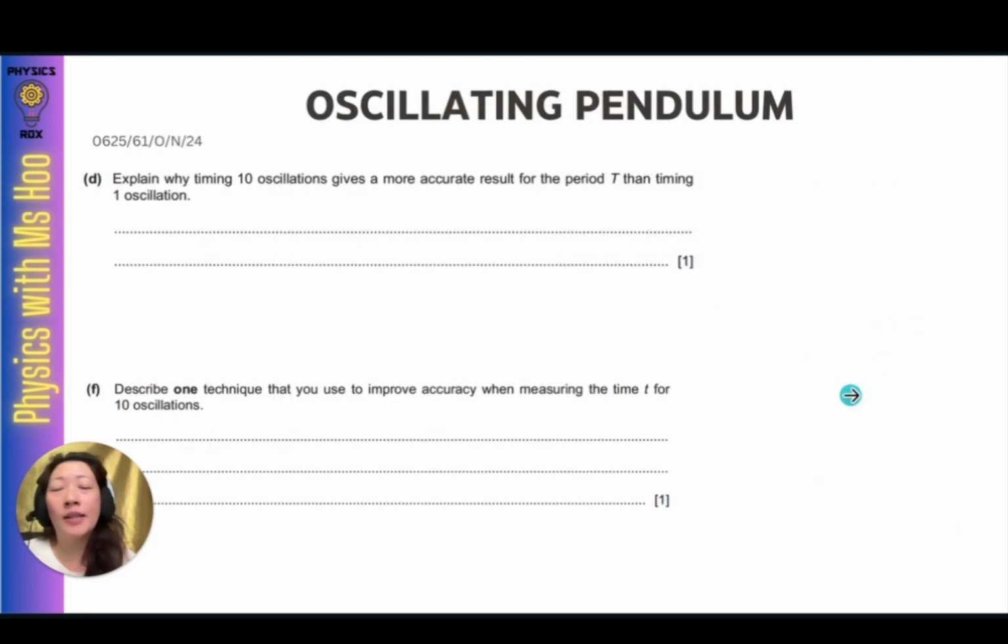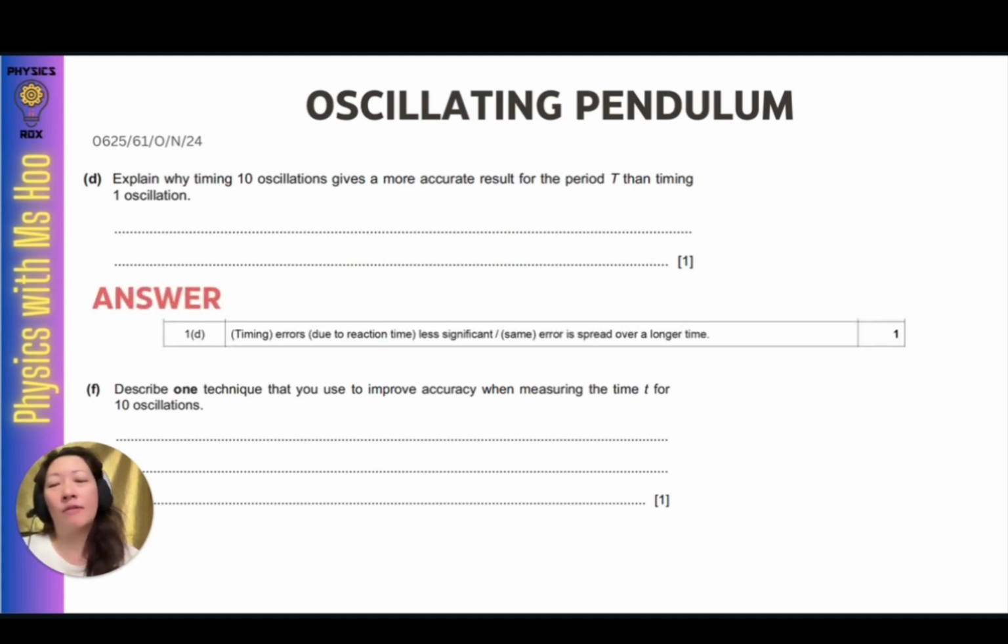Now, for the oscillating pendulum, here are some common questions you would come across. For one, you might be asked to explain why timing 10 oscillations give a more accurate result for the period T than timing 1 oscillation. So in this case, it's something to do with the error due to human reaction. So the answer you could write would be that the timing errors due to reaction time become less significant, or that this error is spread out over a longer time.